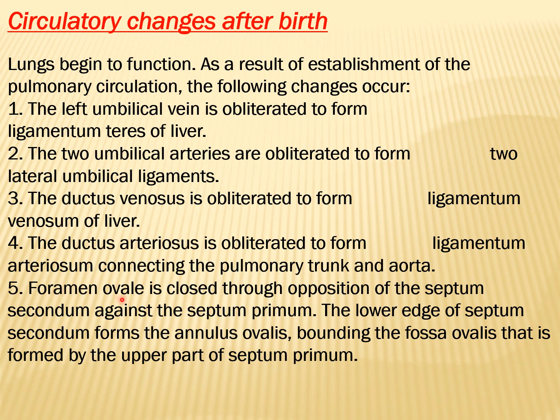Lastly, the foramen ovale is closed. So, as we said before, there is opposition of the septum secundum against the septum primum. The lower edge of the septum secundum forms the annulus ovalis, bounding the fossa ovalis that is formed by the upper part of the septum primum. These anatomical features are seen from the right side of the atrium, in the interatrial septum.